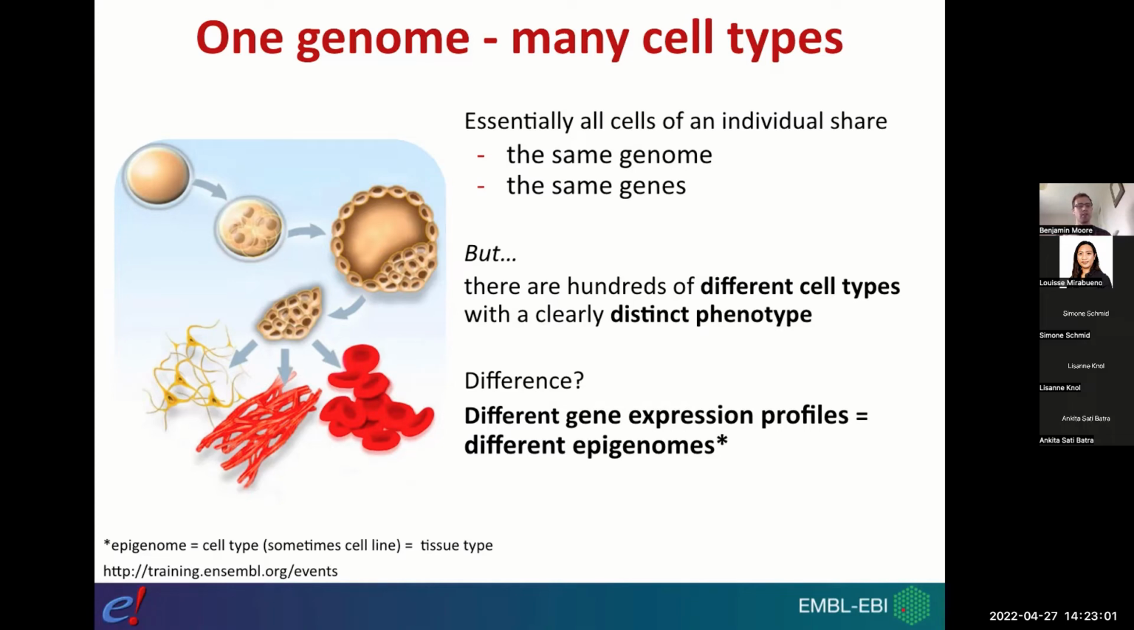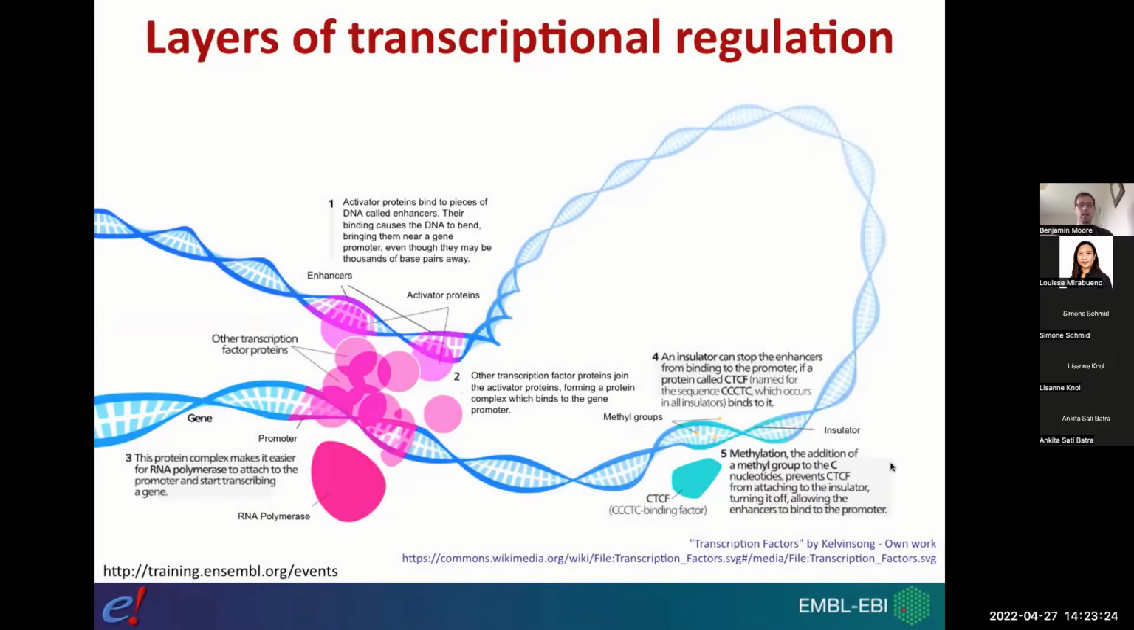The genome in each of these cells is exactly the same, but it's the levels and the timing of the expression of the different genes in these cells that lead to the morphological and functional differences. So we say that these cells have different epigenomes, which is the epigenetic profile of the cell, the expression profiles of the cells. There are many different layers of transcriptional regulation at play within a cell to control the levels and the timing of the expression of genes.